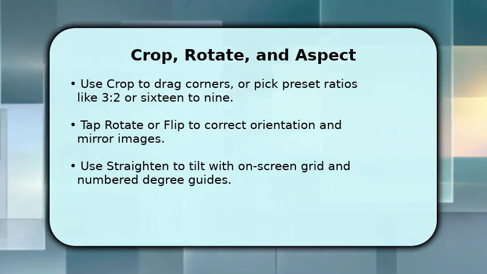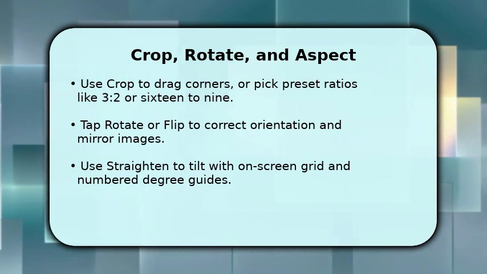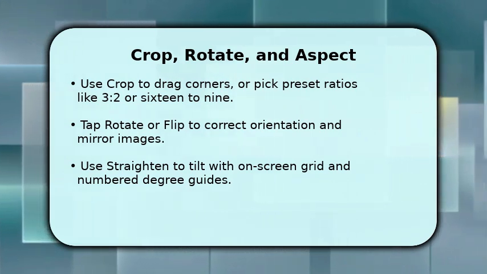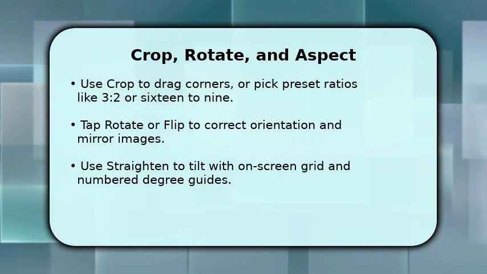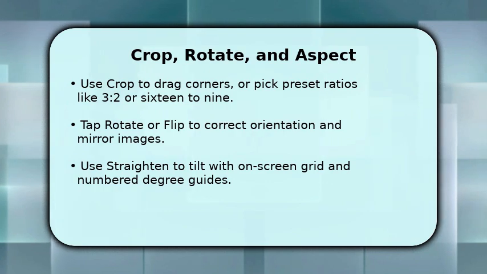Use Straighten and the on-screen grid to correct horizons and align verticals precisely. The app shows degree markers so you can adjust tilt by small increments. When satisfied, tap Done to apply the crop and return to other adjustment tools.